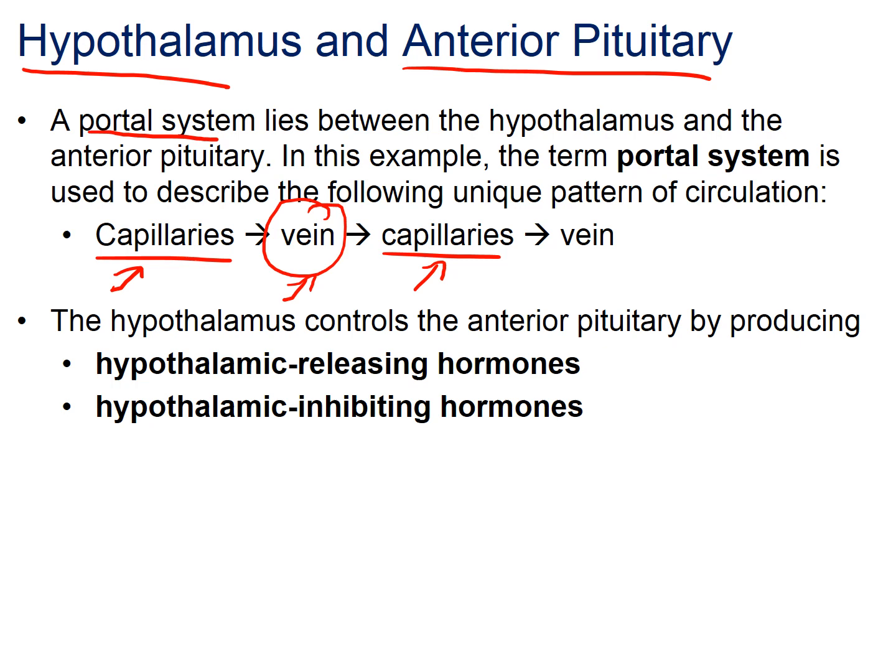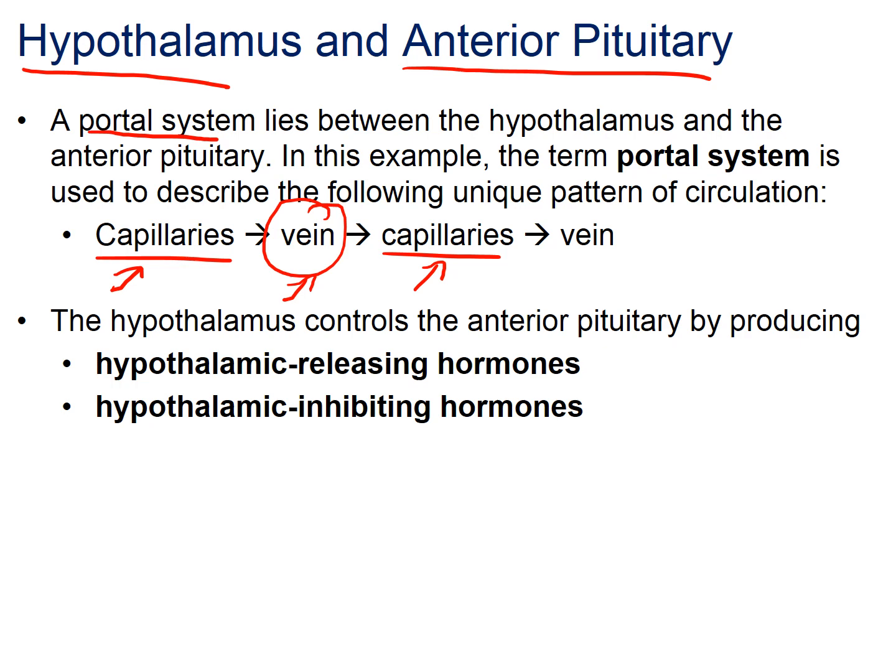So many body systems have the portal system. The liver also has a portal system. But what does it do, right? What does a portal system do in the context of what we're talking about? It basically allows you to deliver hormones very quickly from one spot to another, as you will see on the next slide. Before we get to that, though, let's talk about the controlling hormones released by the hypothalamus.